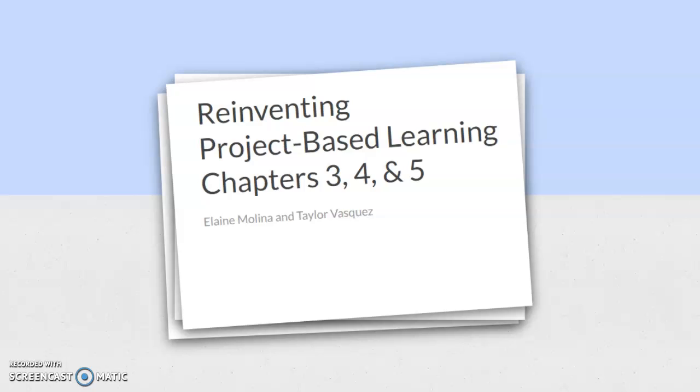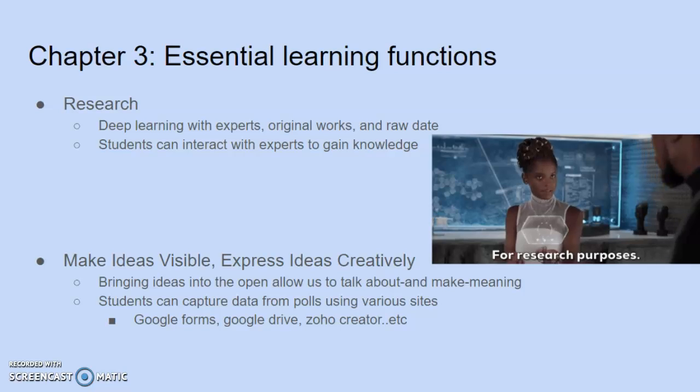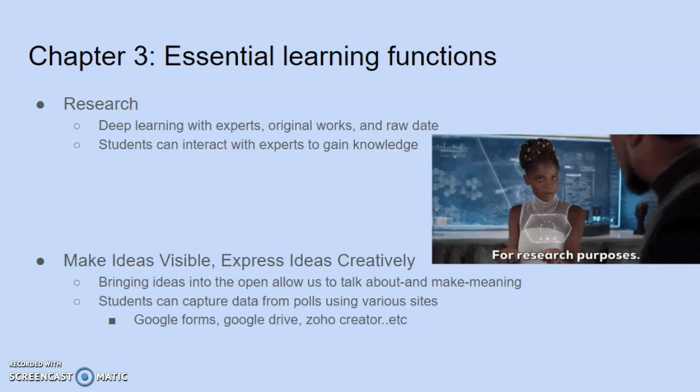Today we'll be discussing project-based learning chapters 3, 4, and 5. In chapter 3, we discuss 6 essential learning functions. The first two involve research and making ideas visible and expressing ideas creatively. With research, this includes deep learning with experts and original works and raw data. Students can interact with experts to gain knowledge.